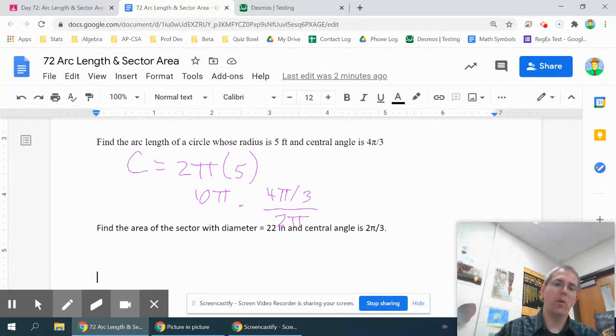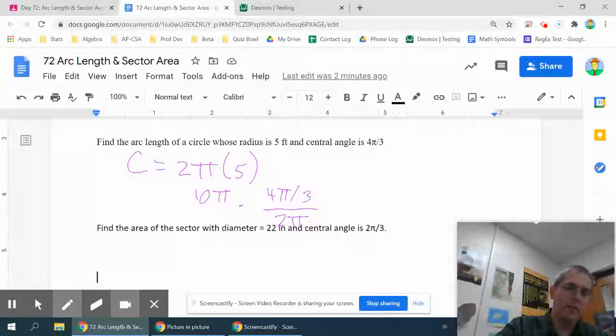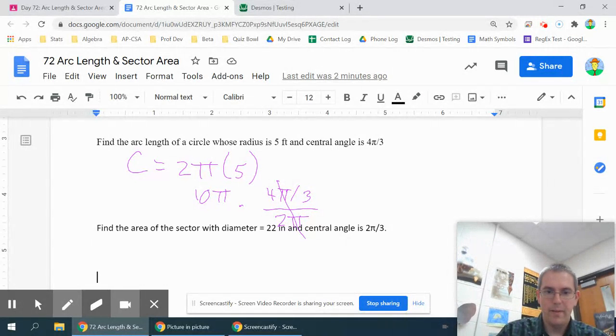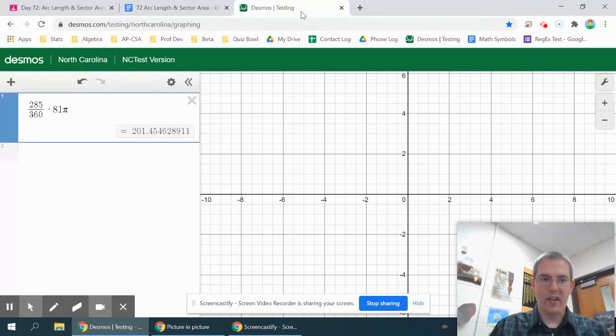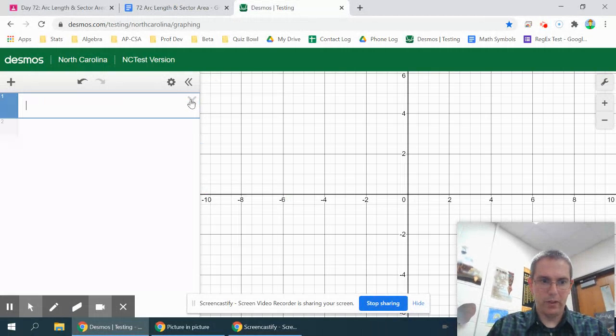Now, usually what will happen here is you'll have pi's that cancel out. So you will still have a pi in your answer because usually in radians, you have a pi there, and that will cancel. And then what you will have is, go to Desmos, and just type that in. I know it looks a little weird, but type it in as is, 10. I'm going to leave the pi off because I want my answer in terms of pi.